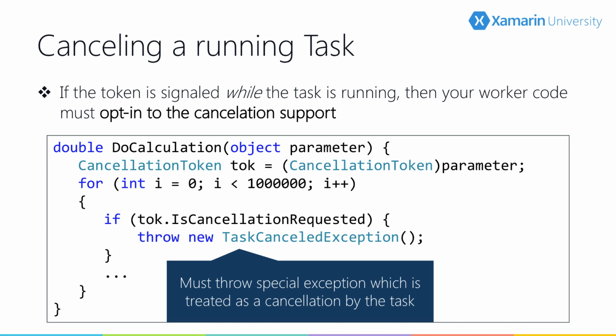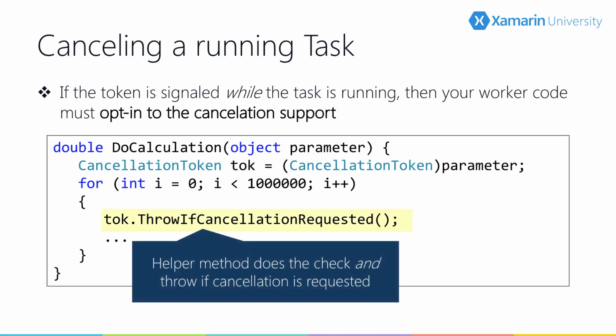And because it is so common to have this check, is cancellation requested? If yes, throw a TaskCanceledException. There's a convenience method inside the token which is called ThrowIfCancellationRequested. You should place this line at various spots in your task logic whenever it's safe to cancel and to bail out.